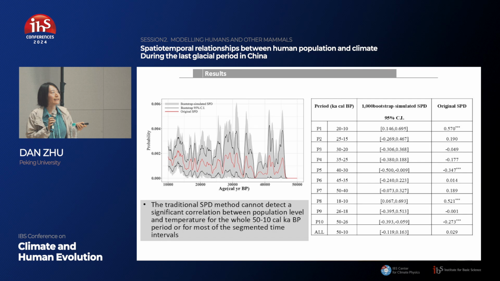And then we test the traditional SPD method. So using both the original SPD curve, the red curve here, and also the 1000 bootstrap simulated SPD, which is a commonly used way to address the uncertainties of the data set. Under both cases, the correlation between the SPD curve and temperature is non-significant for the whole time period and for most of the segmented time intervals. So it demonstrates that the SPD method could have biased estimation about the relationship.